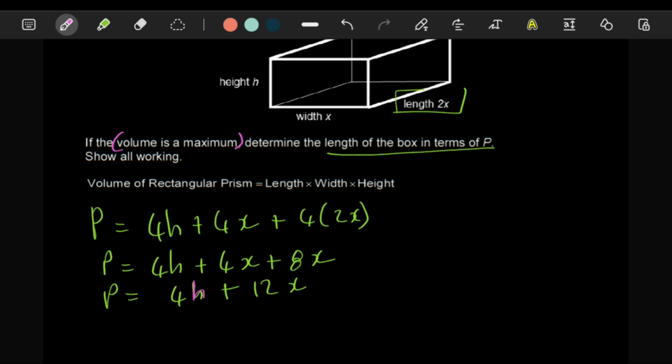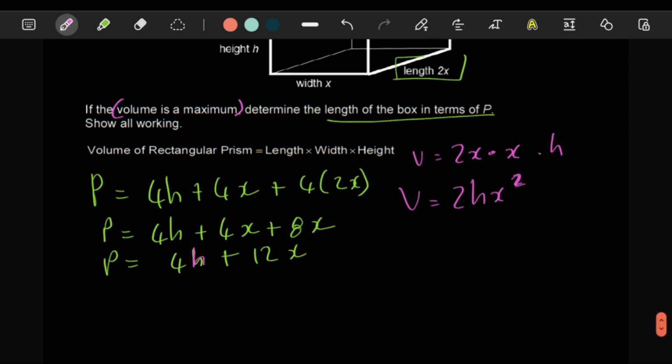So if the volume is a maximum, then remember, firstly, our volume is just length times breadth times height. So it's just length times the width times the height. This is what the volume is. The volume is just 2hx squared. This is the volume. Now if this is our volume, let's make our volume in terms of x.